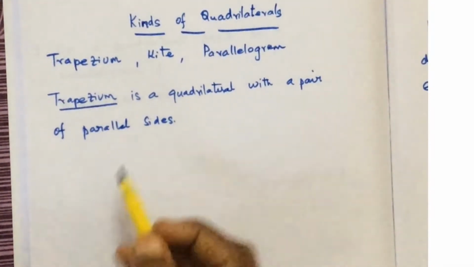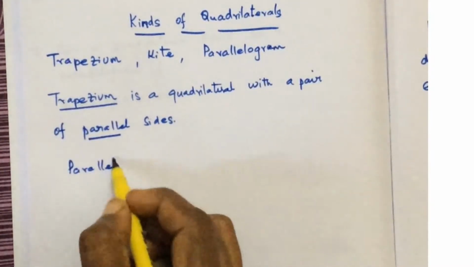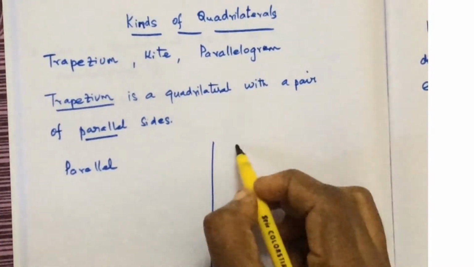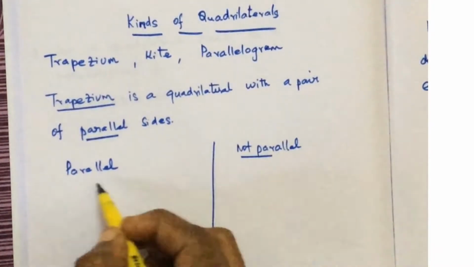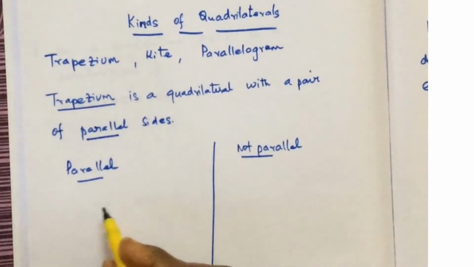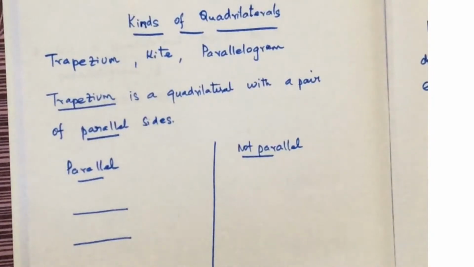First we will learn what is meant by parallel. Let me differentiate what is parallel and what is non-parallel. Consider any two lines. If these two lines are parallel, they should not meet each other. Even if you extend the lines, they are not meeting each other. So these two lines are said to be parallel.